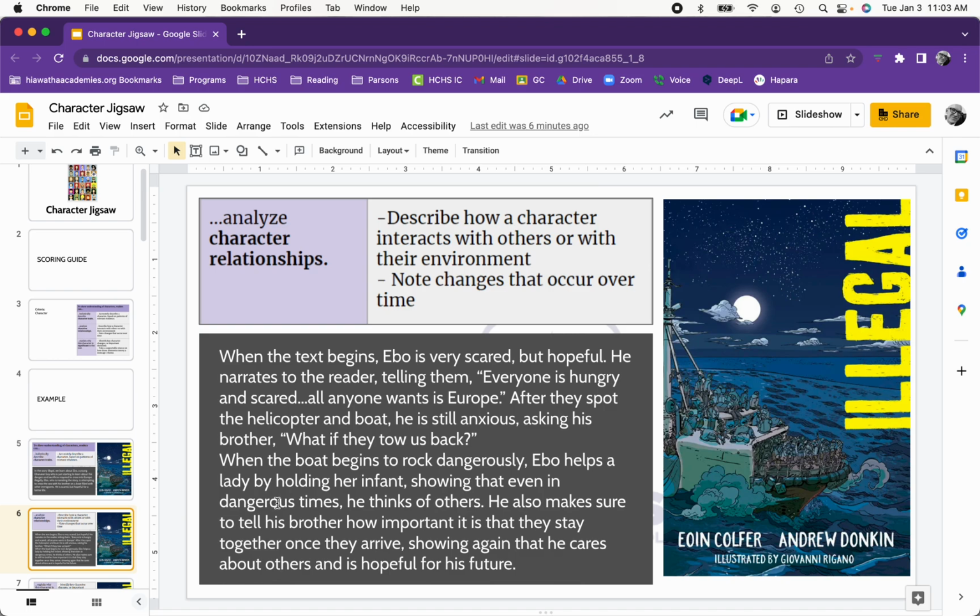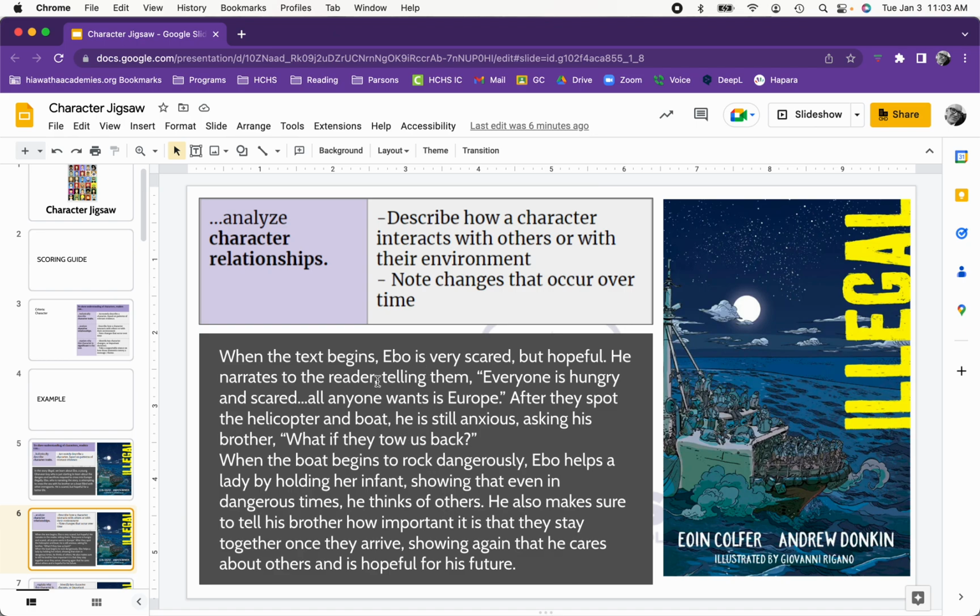After that, I have to describe how the character interacts with others and their environment. When the text begins, Ebo is very scared but hopeful. He narrates to the reader, telling them everyone is hungry and scared. All anyone wants is Europe. After they spot the helicopter and boat, he's still anxious, asking his brother, "What if they tow us back?" When the boat begins to rock dangerously, Ebo helps a lady by holding her infant, showing that even in dangerous times, he thinks of others. He also makes sure to tell his brother how important it is that they stay together once they arrive, showing again that he cares about others and is hopeful for the future.